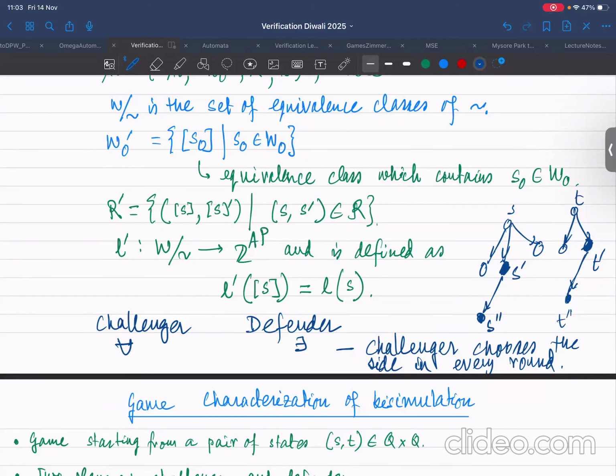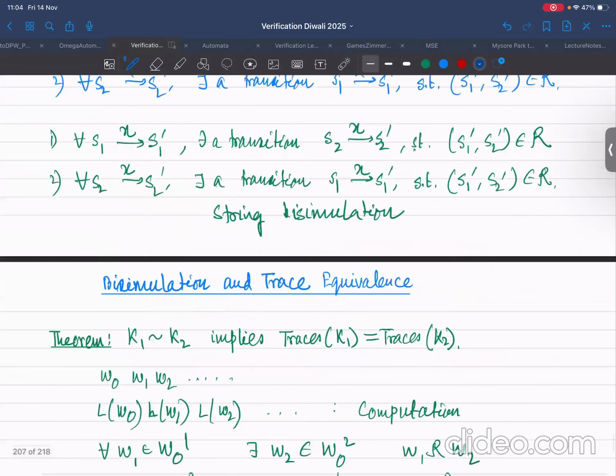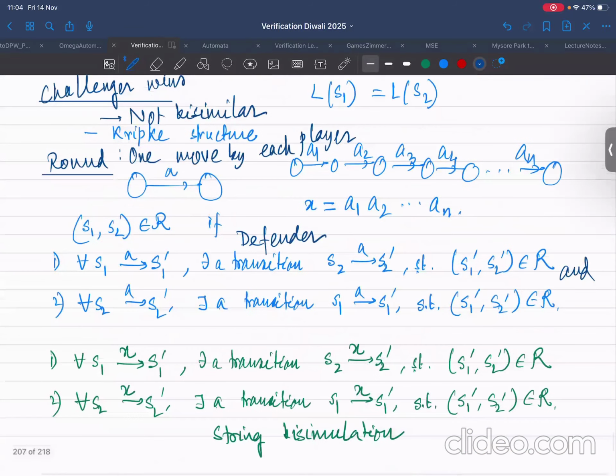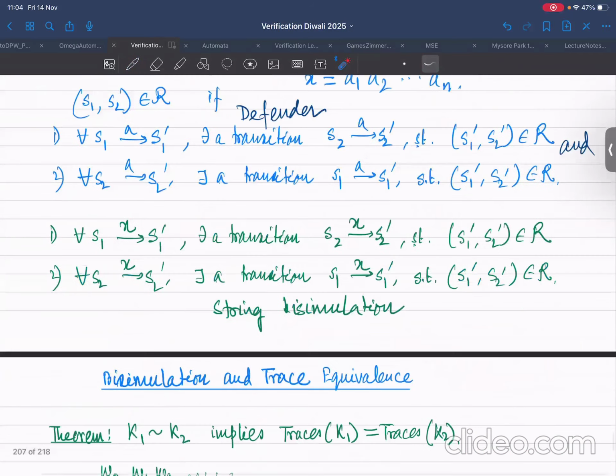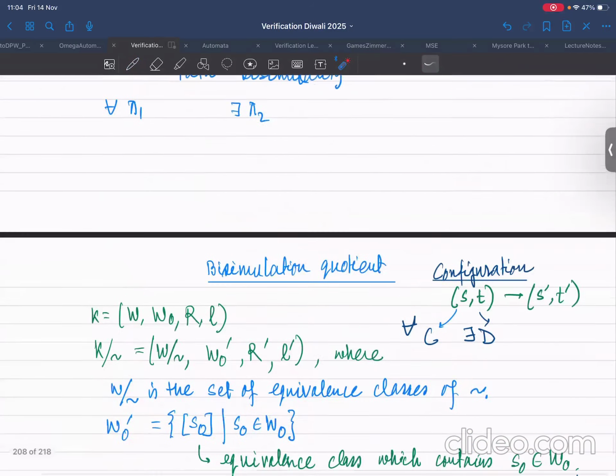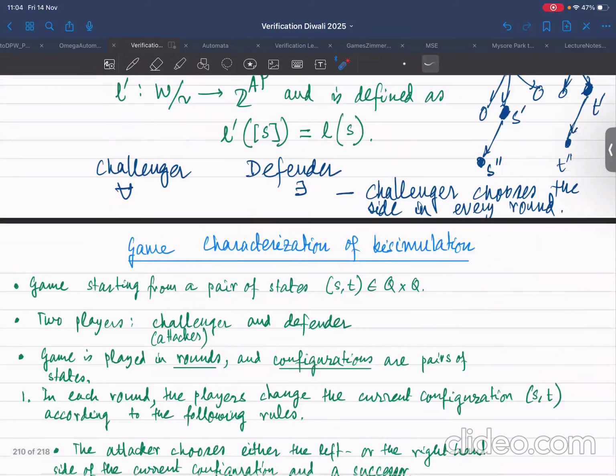And if at any point in time the defender cannot respond, then the challenger wins. The objective of the challenger is to show that the two states are not bisimilar, whereas the objective of the defender is to show that the two states are bisimilar by mimicking every time. Essentially, by showing that for every move of the challenger there always exists a matching transition. So if the defender can always respond, then the two states are bisimilar. Clear enough? Any questions so far?